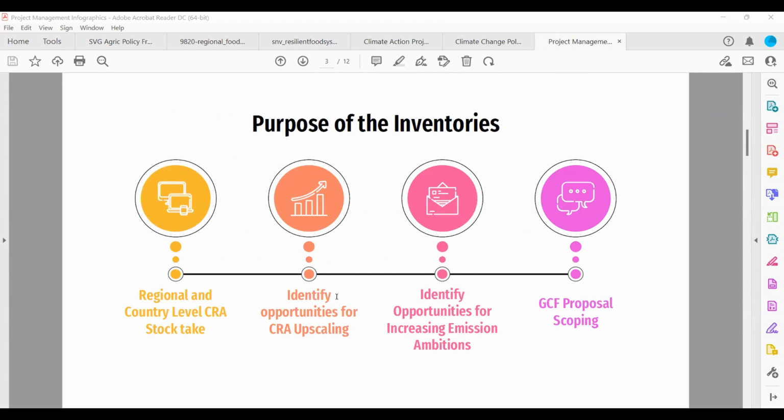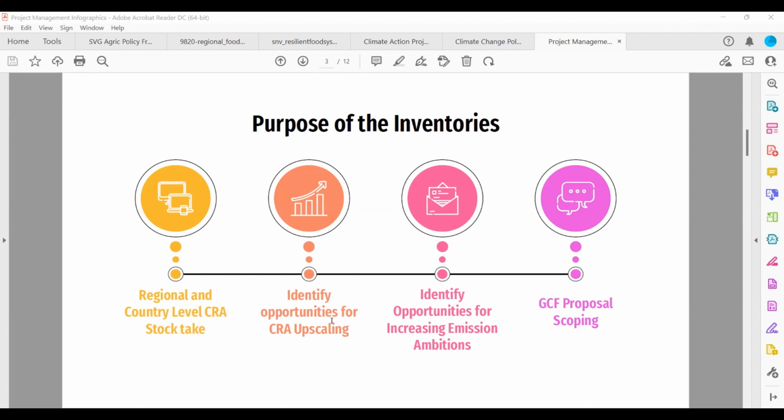The purpose of the inventories, regional and country level climate resilient agriculture stock take, is to identify opportunities for upscaling. So where there are opportunities to expand. And as we heard earlier about the end game, the more medium term or short term goal is to define 2 multi-country proposals for the GCF under this. So this is to identify what opportunities are within the respective countries.